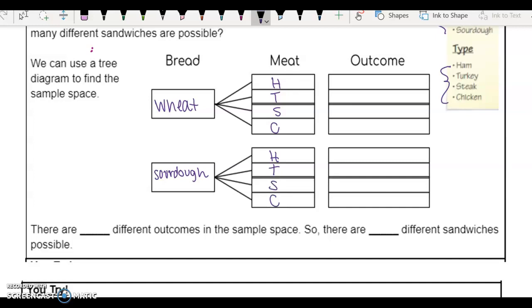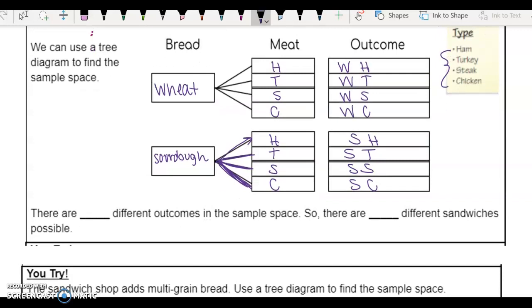So when we look at our outcomes, we can have wheat bread with ham, wheat bread with turkey, wheat bread with steak, or wheat bread with chicken. Then we have sourdough bread, and we can have that with ham. We can have sourdough bread with turkey. We can have sourdough bread with steak, or we can have sourdough bread with chicken.